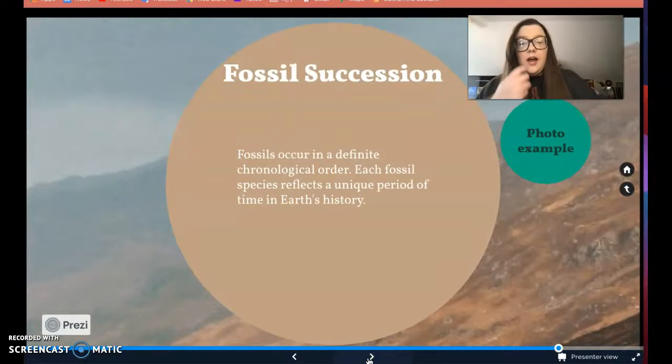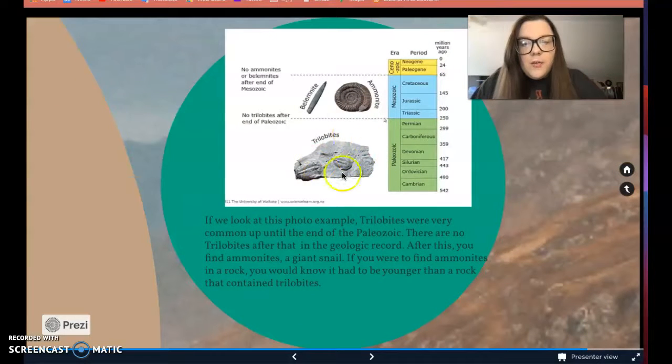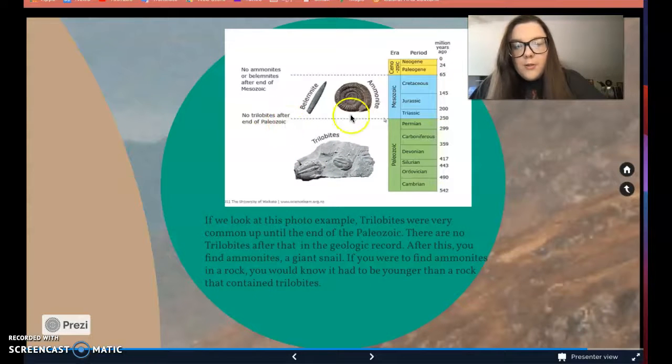Fossil succession is our last one. Fossils occur in a definite chronological order. Each fossil species reflects a unique period of time in Earth's history. So for an example, if you look at this picture, trilobites were very common up until the end of the Paleozoic. There are no trilobites after that in the geological record. After this, you find ammonites, which is a giant snail. If you were to find ammonites in a rock, you would know that it had to be younger than a rock that contained trilobites.